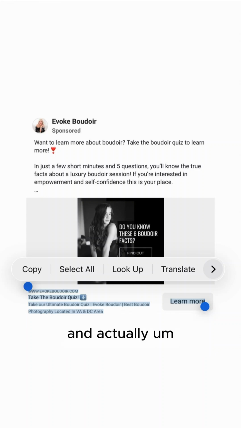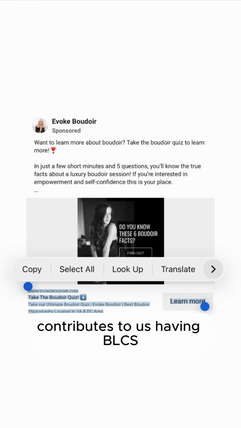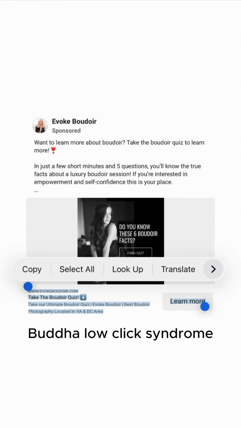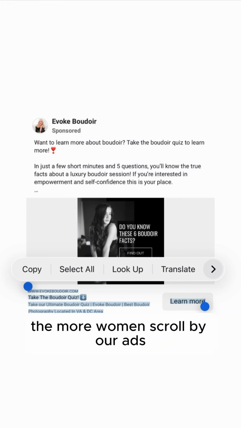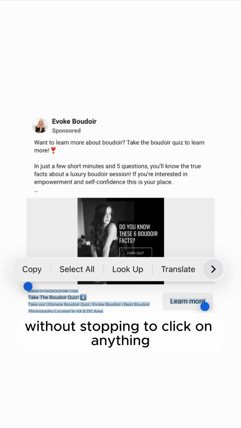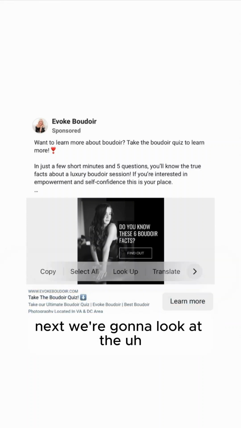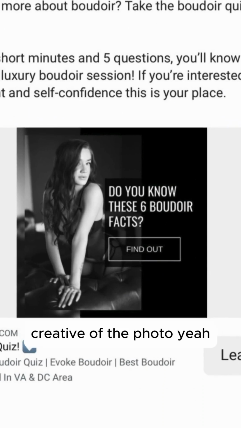And it actually contributes to us having BLCS, Boudoir low click syndrome. Facebook likes it though, because Facebook can serve more ads per unit time the more women scroll by our ads without stopping to click on anything. Next, we're going to look at the creative, the photo.